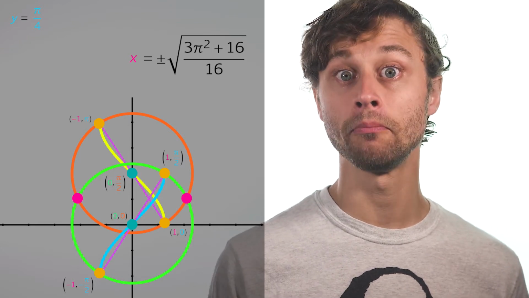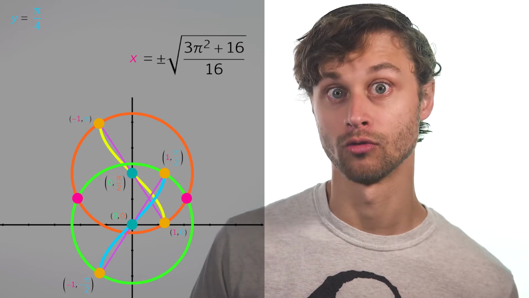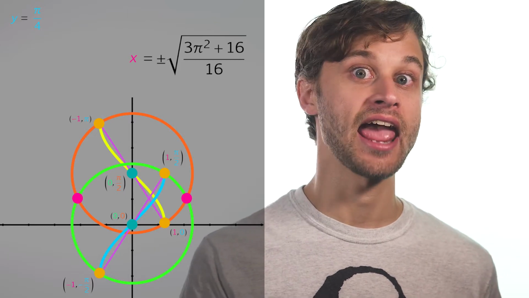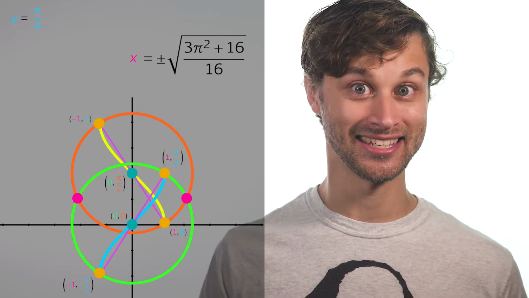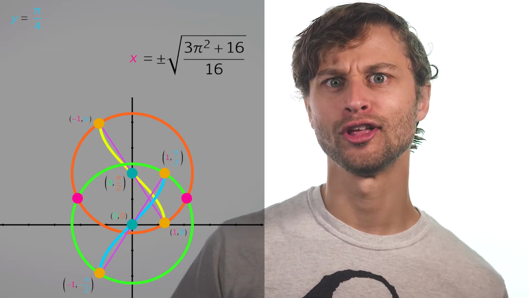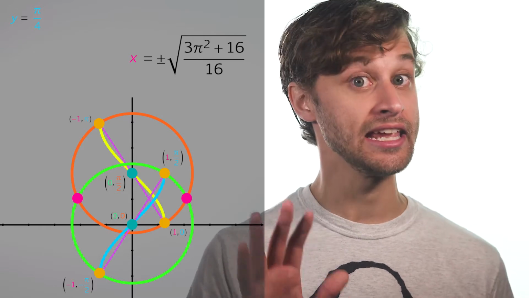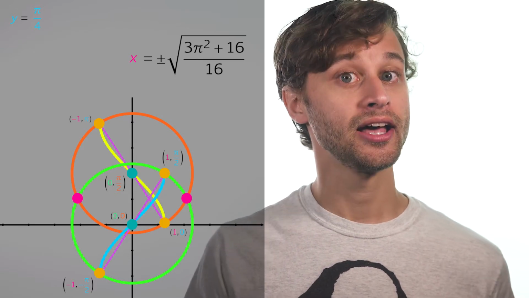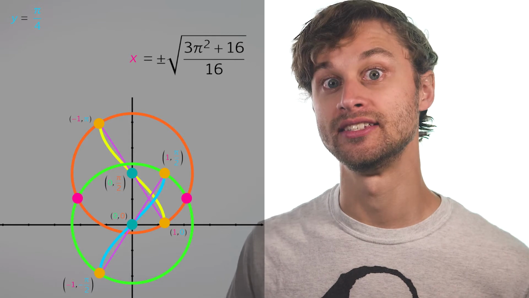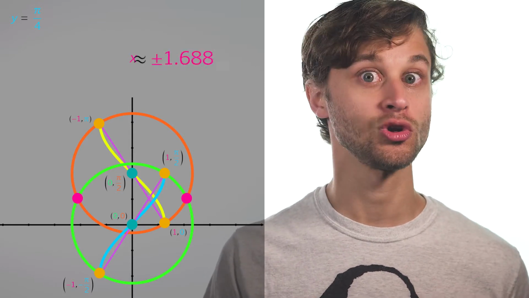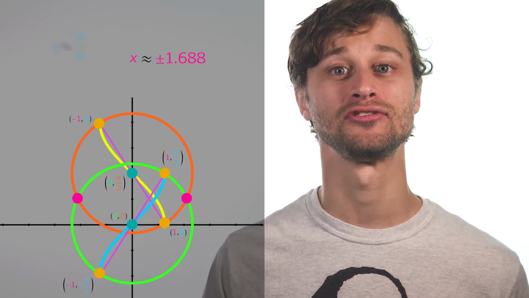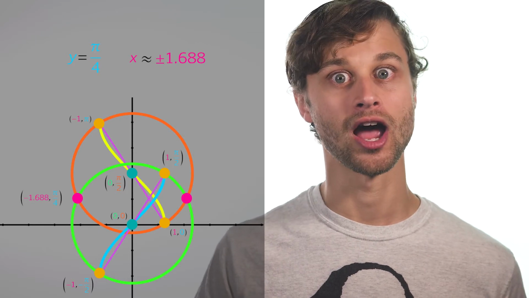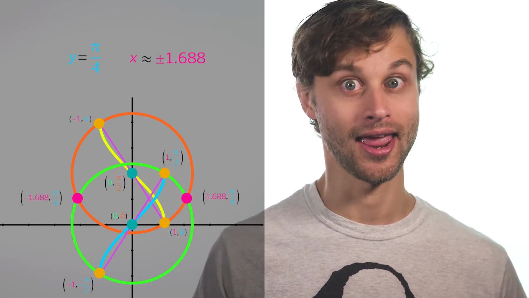Now all we need to do is take the square root of both sides. Remember, we need to take the plus or minus of the square root. That means x is equal to plus or minus the square root of (3 pi squared plus 16) over 4. That's a bit of a mouthful and not the most elegant answer in the world, though it is the exact solution here. But instead, I'm going to reduce this down to its decimal approximation, which would be plus or minus 1.688, or thereabouts. So we have 2 points of intersection for these two circles: (-1.688, pi/4) and (1.688, pi/4).